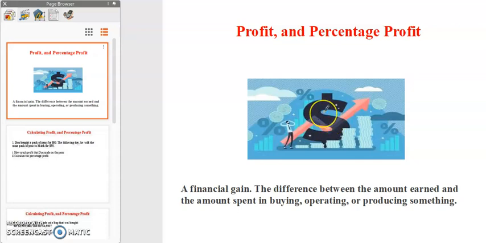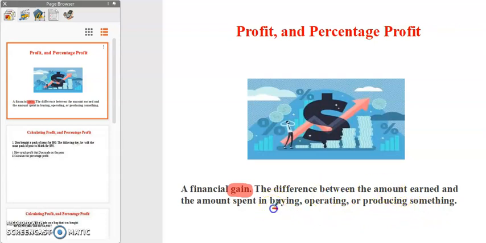So for this video we are going to be looking at profit and percentage profit. I'm going to teach you how to calculate profit and also the percentage that is gained after a profit is made. Right, so let's move straight into it. A profit is basically a financial gain, and I want you to pay close attention to the word gain. Some level of gain is involved, and this gain comes about from the difference between the amount earned and the amount spent in buying, operating, or producing something.